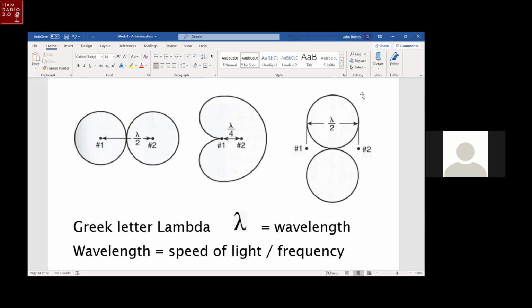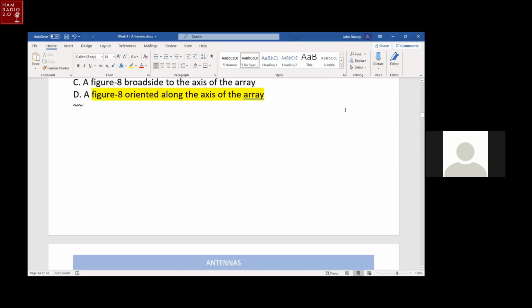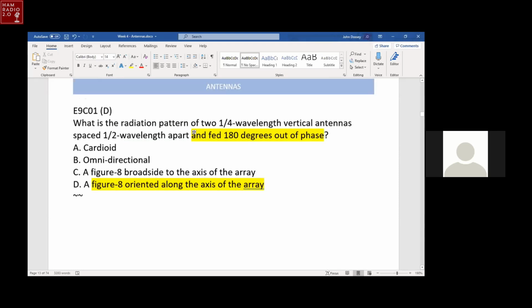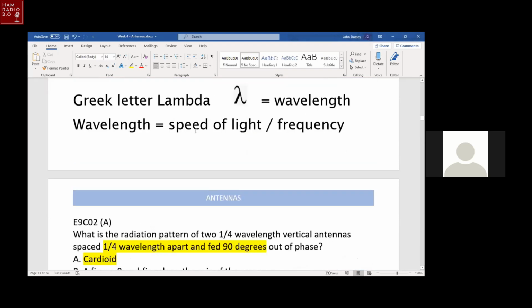So you kind of have to remember, if you get a question that talks about 2 quarter wave verticals, you feed them out of phase, you get the figure 8 oriented along the axis. If you feed them in phase, it's going to be broadside. And if the quarter wave verticals are a quarter wave apart and fed 90 degrees out of phase, you get the cardioid.